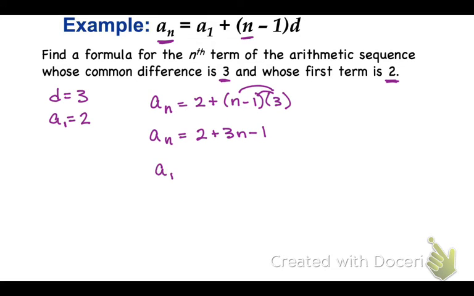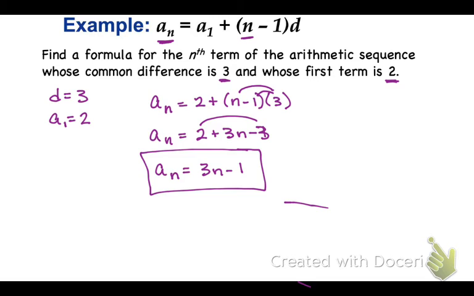Or no, minus 3. Minus 3, oh yes, sorry. You combine 2 and 3, combine my like terms, and get 3n minus 1. So now I have, you can call that a formula, a rule, an equation. Does it all mean the same thing?